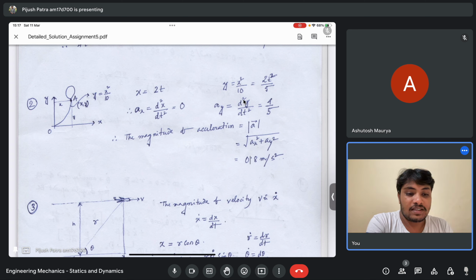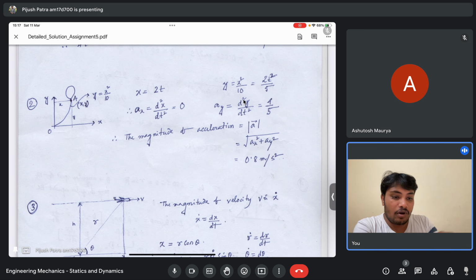So that means its acceleration is constant, it is independent of time. If you launch a balloon from a weather station, like in this case, and it follows a parabolic trajectory from the ground, its acceleration will always be constant, because we have not used the data that t is equal to 2 seconds. At all times its acceleration is 0.8 meter per second square.